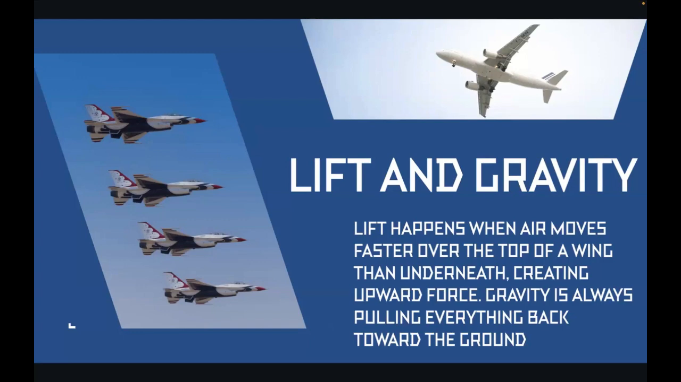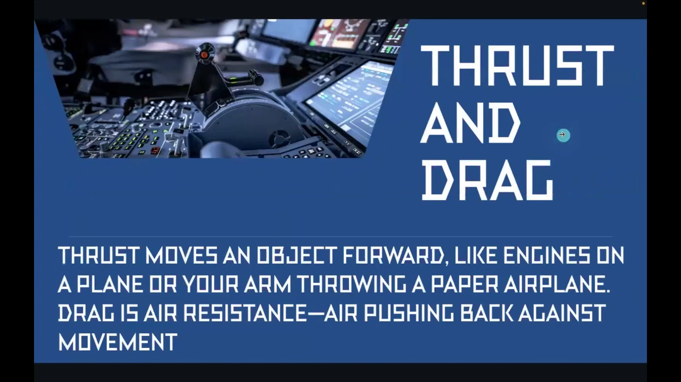And then, we already went over gravity pulling everything back to the ground. Thrust and drag. Thrust moves an object forward, like engines on a plane. Or for example, if you have a paper airplane and you push it, that would be its thrust. And then drag is the air resistance, air pushing back against that movement.